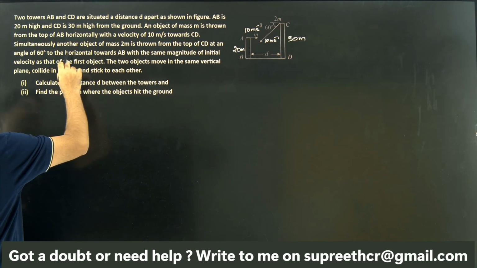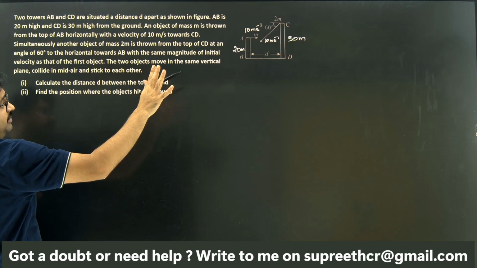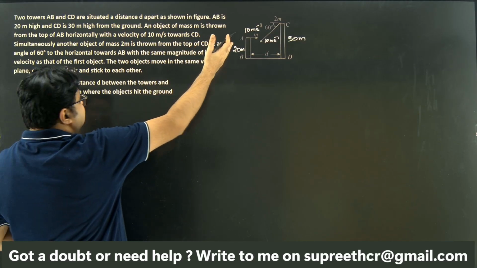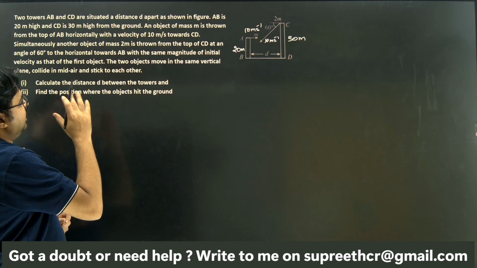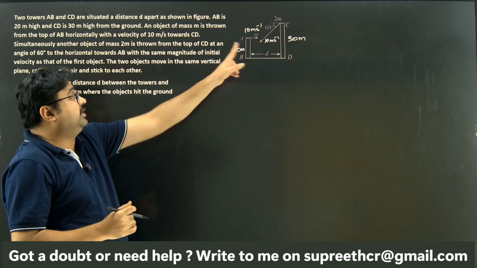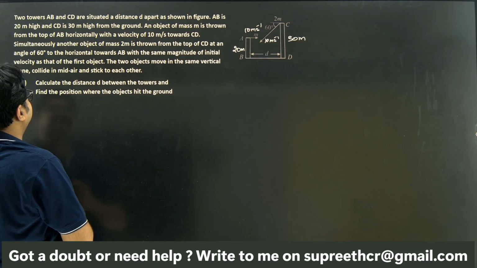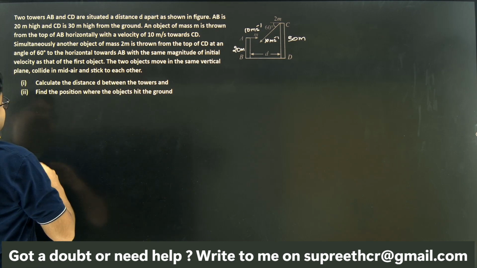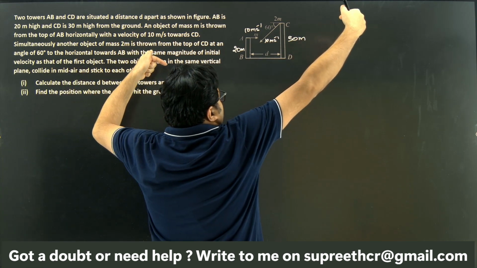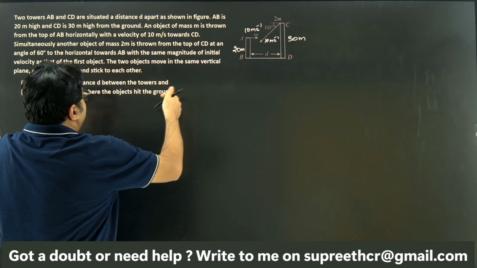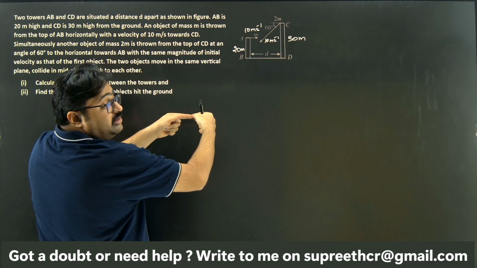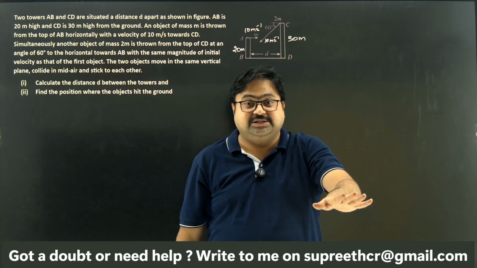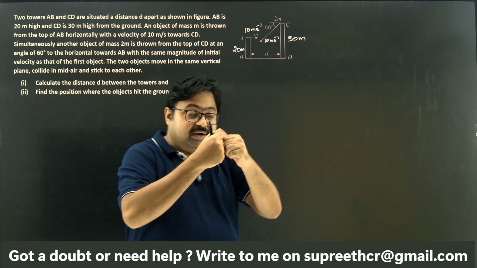Towards CD. Simultaneously, another object of mass 2m. So the masses are different, this is m and that's 2m, are thrown from the top of CD at an angle of 60 degrees, quite visible in the question, towards AB with the same magnitude of initial velocity. That means that's also 10 meter per second. The two objects move in the same vertical plane, so they don't come out of the board, they are on the board. The two objects collide in mid-air and stick to each other. So what sort of a collision is this? This is a perfectly inelastic collision, wherein the two bodies stick to one another and they fall down.